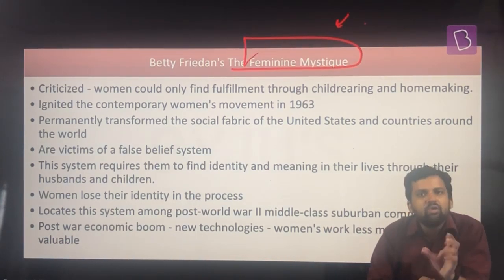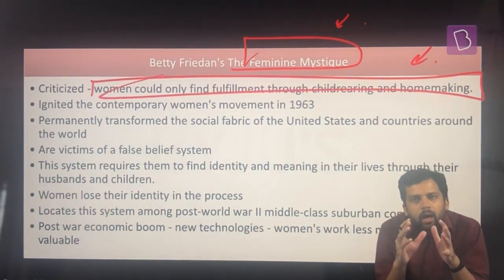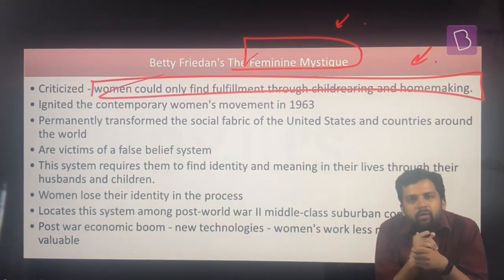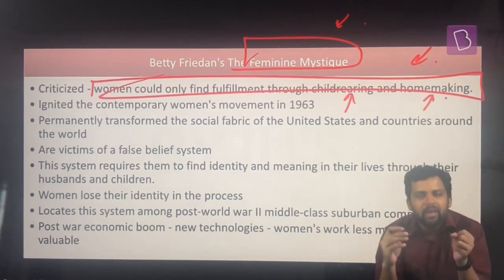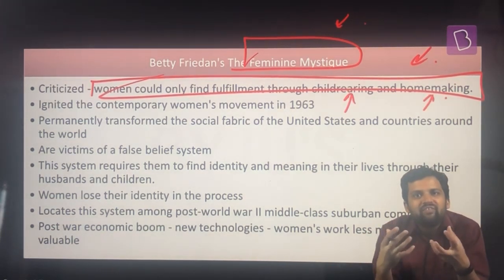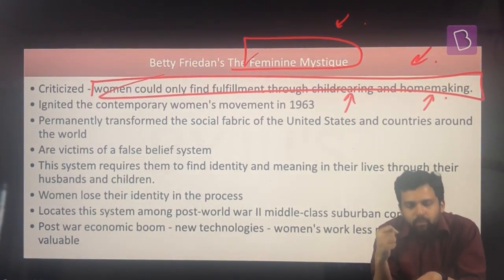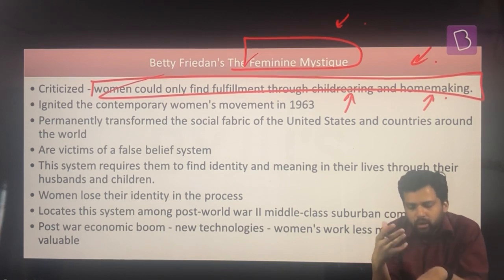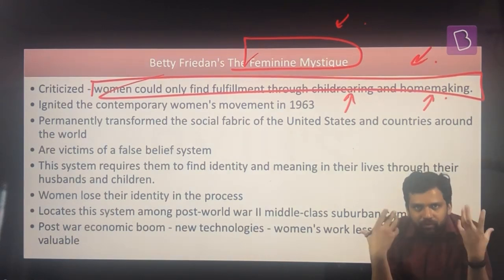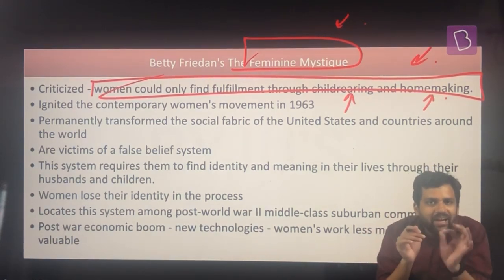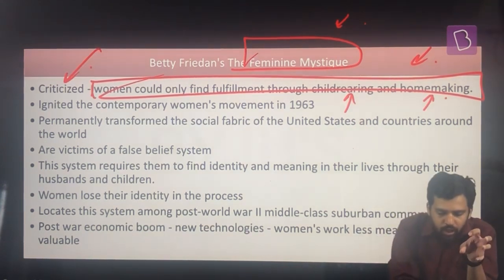Now, this particular work says that in the society, it is assumed that women can find fulfillment through childbearing and homemaking. In fact, this is the only way by which they can find fulfillment. That means it is the responsibility, the duty of the women to ensure these works. Childbearing and homemaking is their work, and their life purpose can be fulfilled through this. Betty Friedan is criticizing this. She says that this particular notion is wrong.